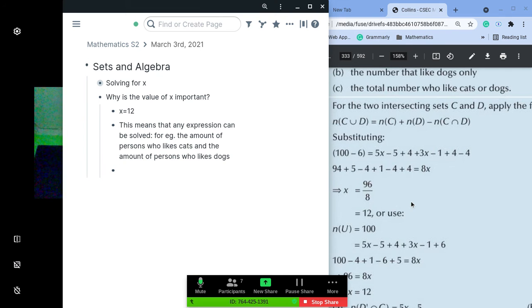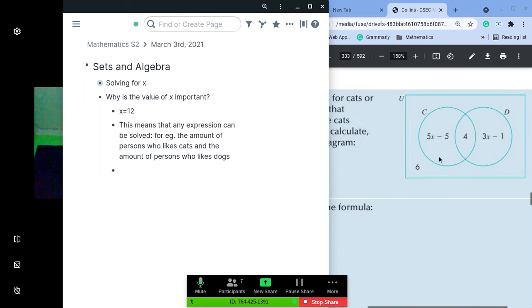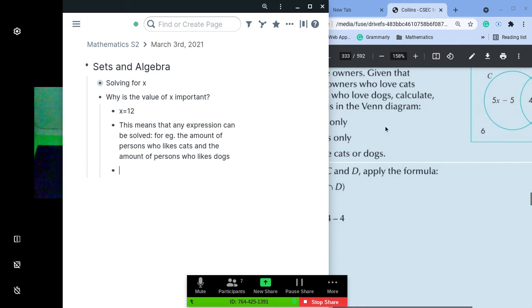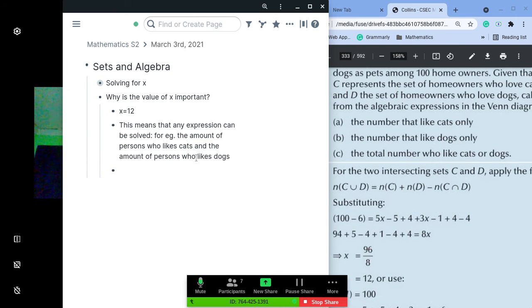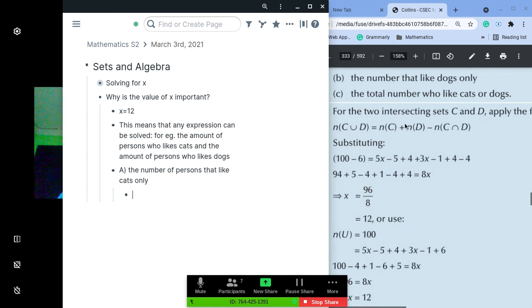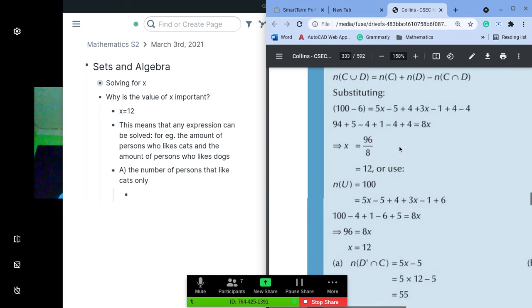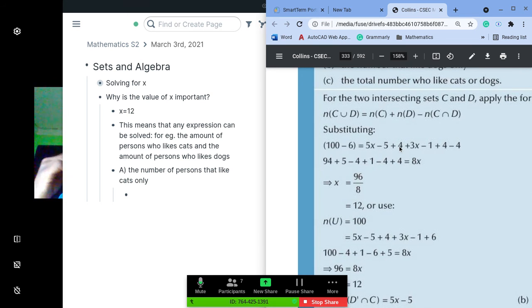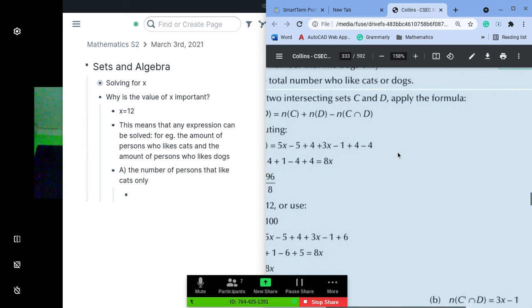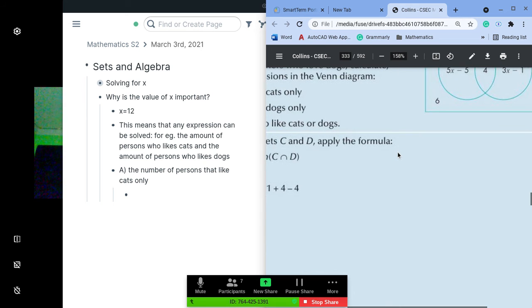So the next thing, now that I know the value of x, I can find out how many persons like cats. Let's answer the first question. A, the number of persons that like cats only. Here we go. Remind me of the expression that meant how many persons like cats again. It was 5x minus 5. Is that correct? Yes, sir.